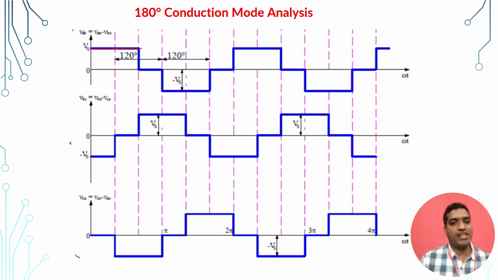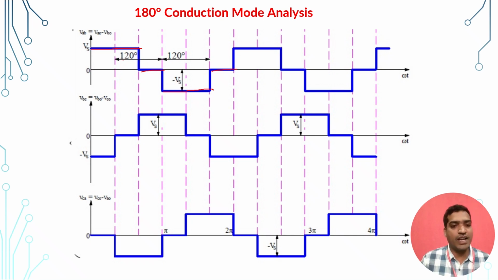In a similar fashion, from 120 to 180 you can get 0. Next, from 180 to 240 you can get minus Vs. From 240 to 300 you can get, again, minus Vs. Again from 300 to 360 you can get 0 voltage. So in this fashion you can calculate all three line voltages, which are VAB as well as VBC as well as VCA.